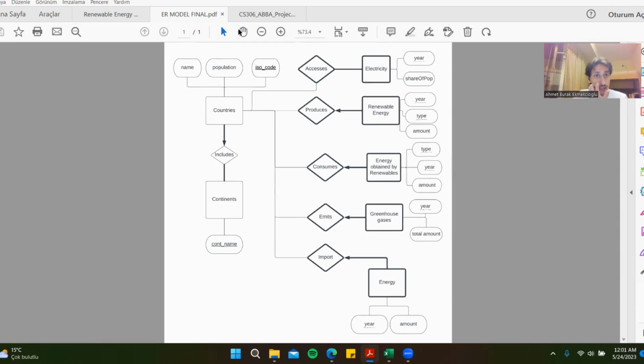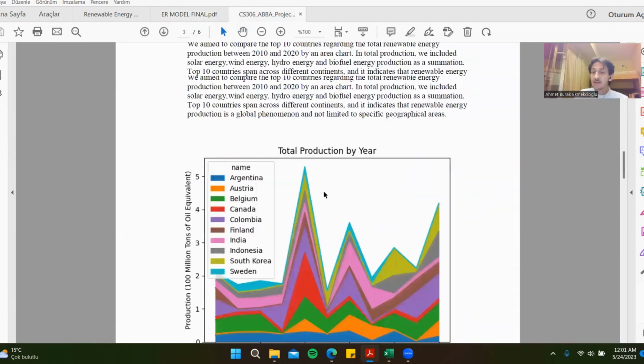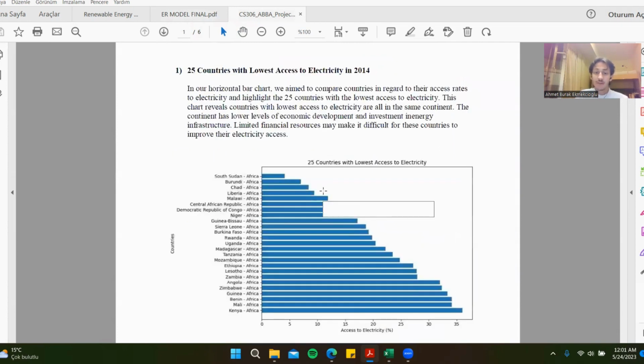So let me just move on to the graphs that we have made. The first graph we have plotted is for the bottom 25 countries with the lowest access to electricity, with their country names and the continents that they are in. As you can see, all these 25 countries are in Africa, which is an impressive result. There is no country that is in another continent. No offense, and I don't want to offend anybody, but there's no country that is in a continent other than Africa.